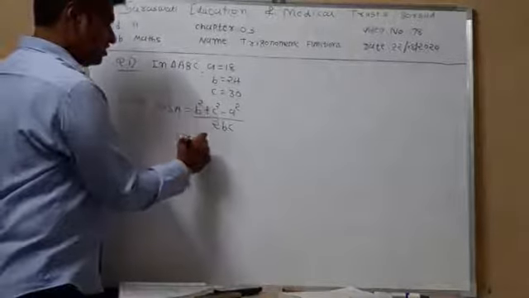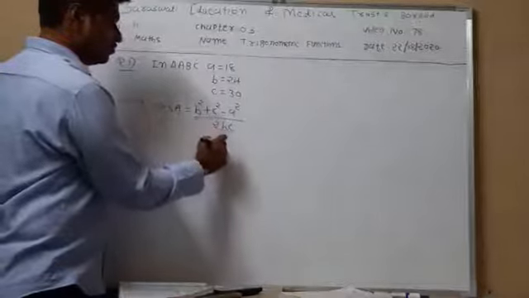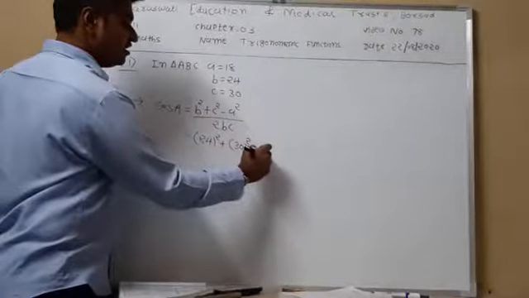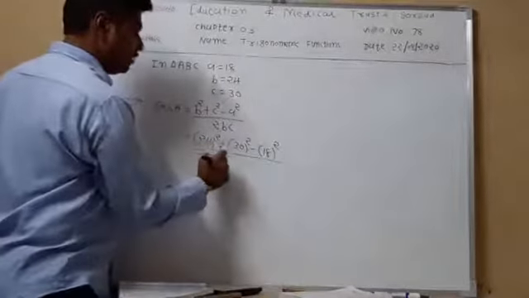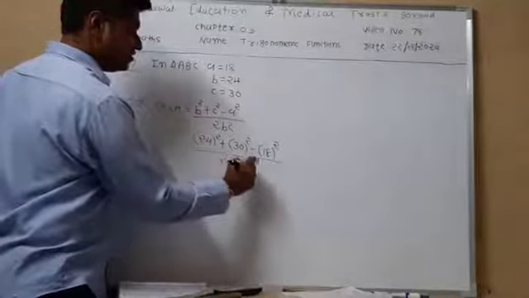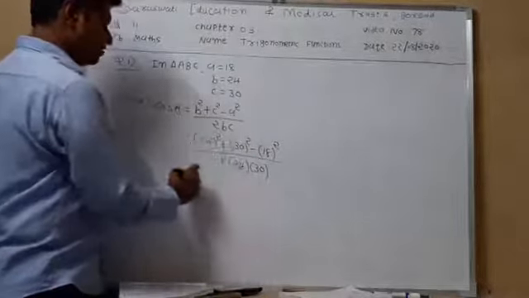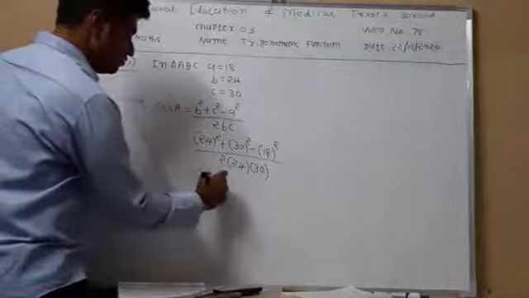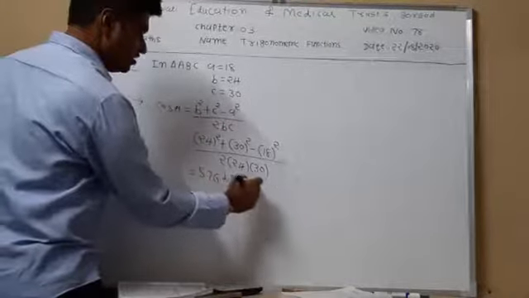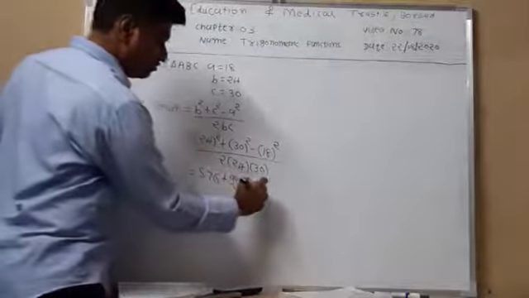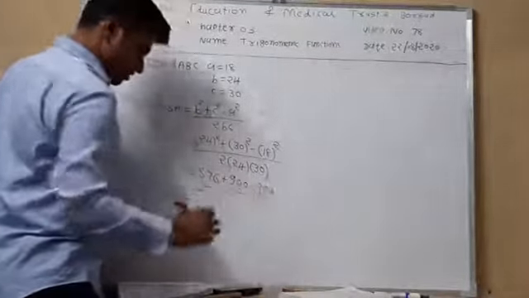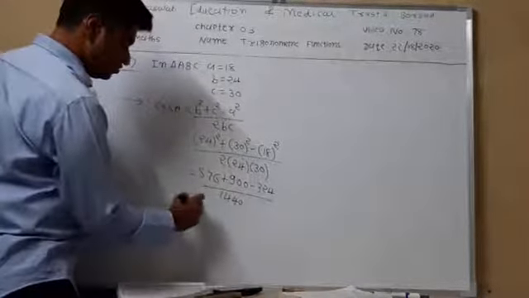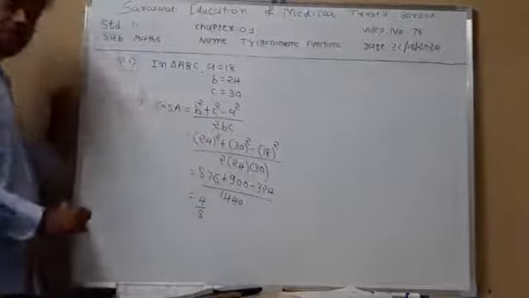So it is equal to, in place of b, write 24 whole square, plus, in place of c, 30 square, minus, in place of a, 18 whole square, upon 2 times b, that means 24, and c, that means 30. Now after simplifying, 24 whole square means 576, plus 30 whole square means 900, minus 18 square means 324, upon, now multiplying, we get 1440. Now simplifying, we get the ratio 4 upon 5.